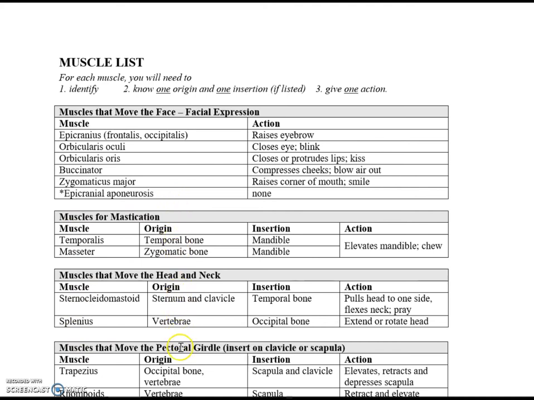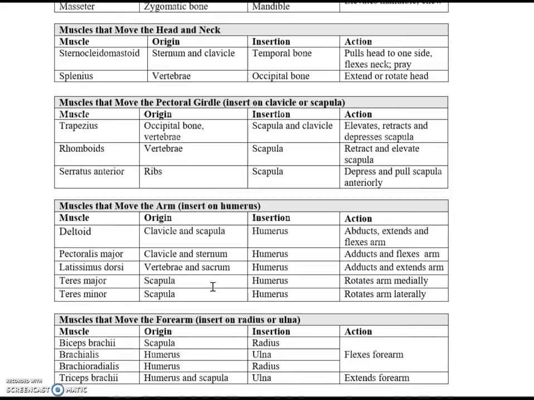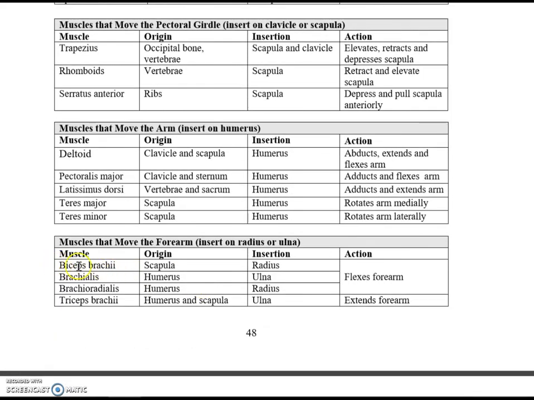You have the origin in the second column, the insertion in the third column, and then the action in the fourth. So again, the origin is the attachment to the bone that does not move. The insertion is the attachment to the bone that does move, and therefore the action, if you look at it, will help you move the insertion point toward the origin. So let's go down to biceps brachii, which we just looked at, and notice the origin, the scapula, and the insertion is the radius.